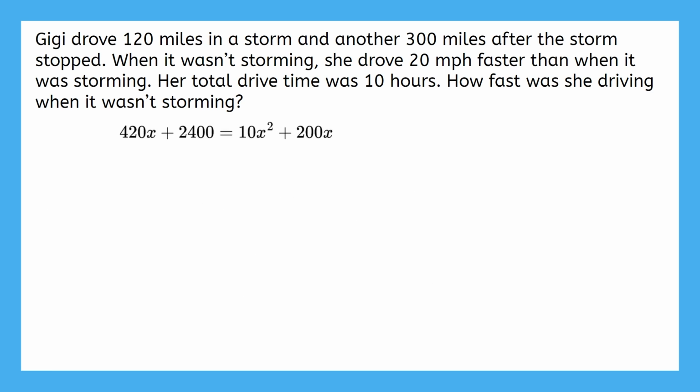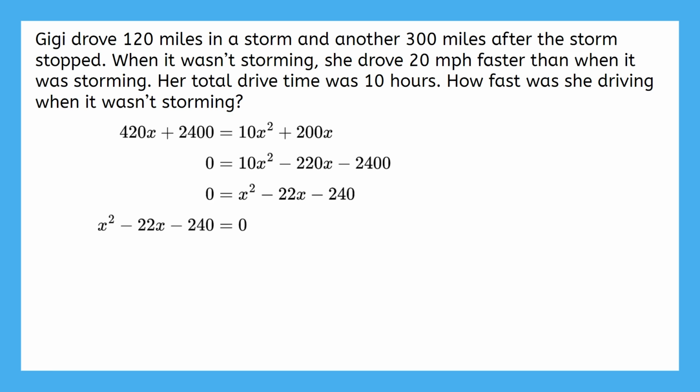Then move everything to the same side as the x squared to keep x squared positive. Divide all terms by 10. Reorganize the equation if you prefer to see it this way. Factoring this time is going to be a little tough. What multiplies to equal negative 240 and adds to equal negative 22? It may help here to make a list of factors of 240. Do you see it now?